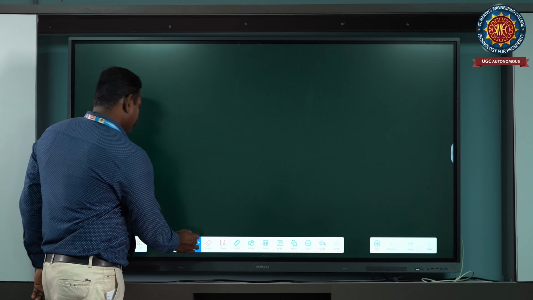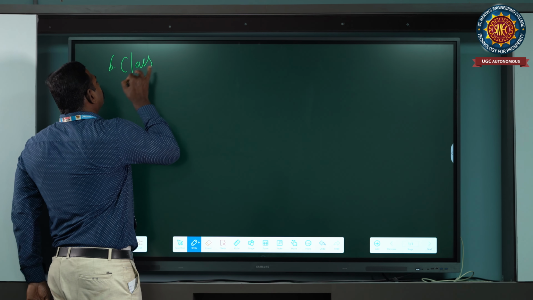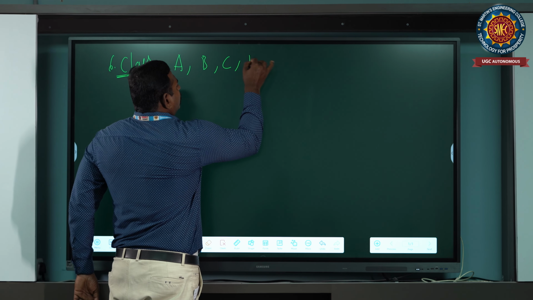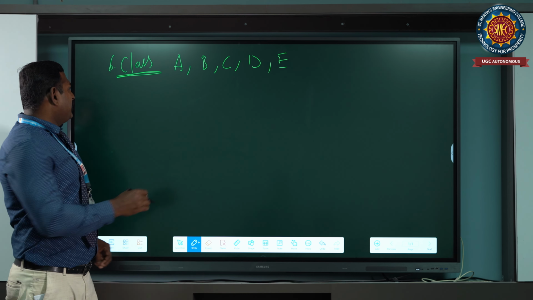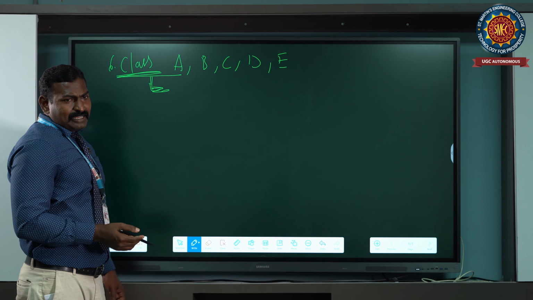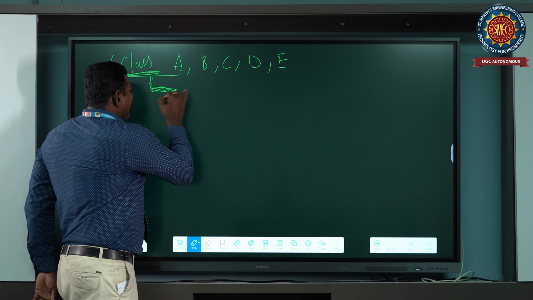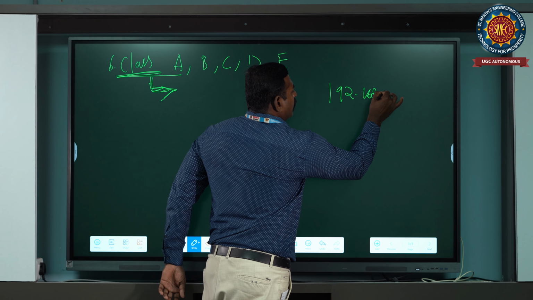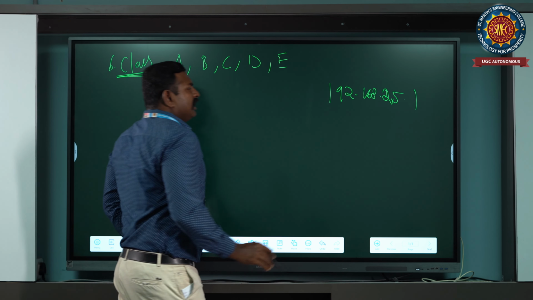Next, after subnet mask, the sixth one is class. This is important. Class A, B, C, D, E. There are 5 classes. We are going to talk first about the class A IP address. Class A IP address starts from 0. For example, here I am writing 25.1. Okay, this is an IP address.